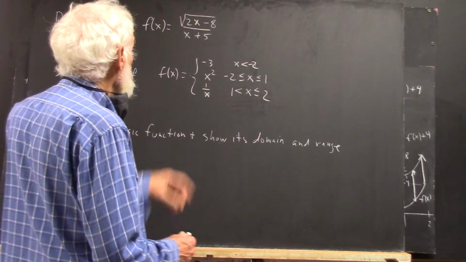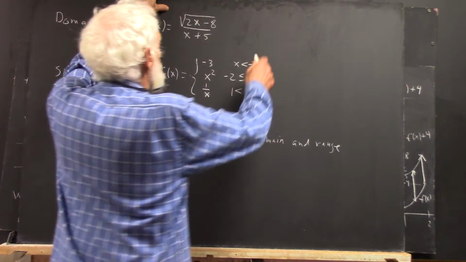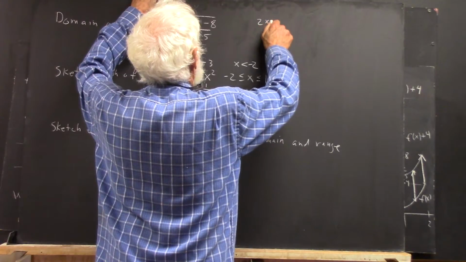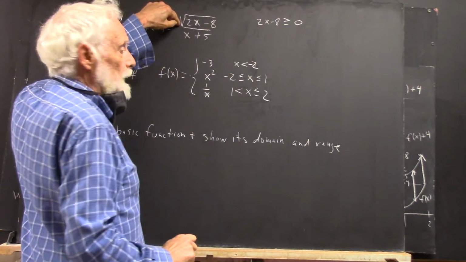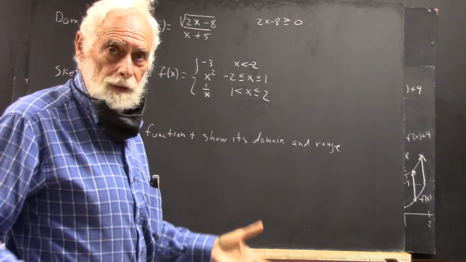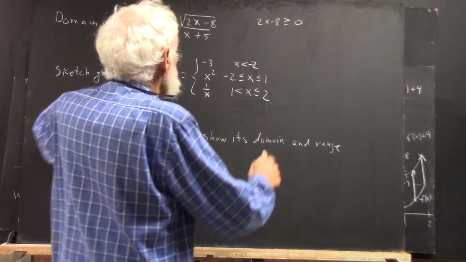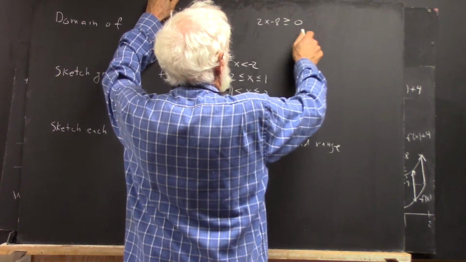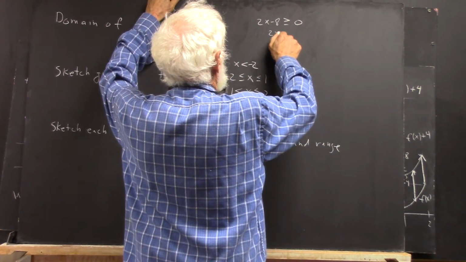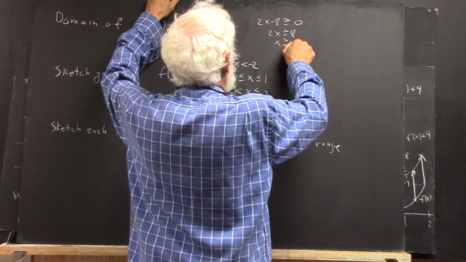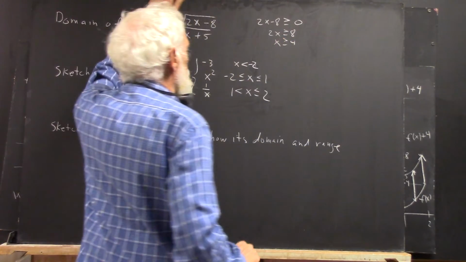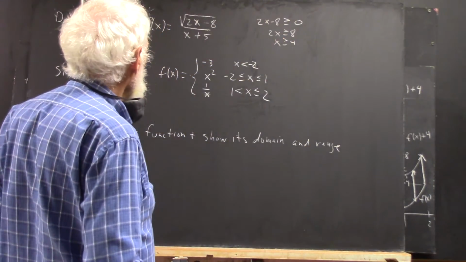The answer up here: 2x minus 8 has to be greater than or equal to 0 because you can't take the square root of a negative, at least not over the real numbers. And this is easily solved. You get 2x greater than or equal to 8, x greater than or equal to 4. So x has to be greater than or equal to 4.